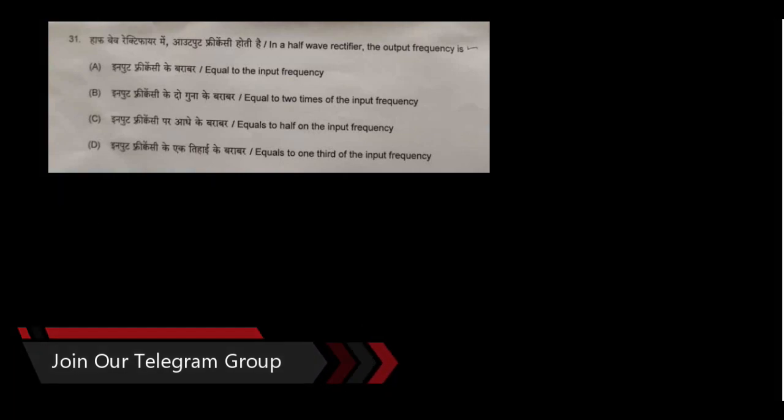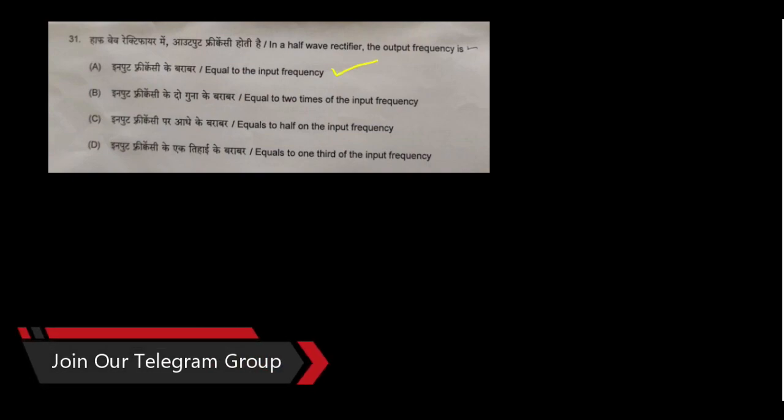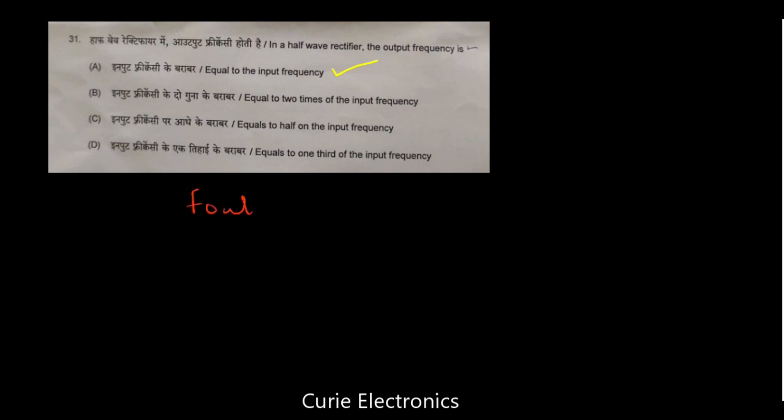Question number 31. In a half-wave rectifier, the output frequency is equal to the input frequency. So the answer is option A, that is F out. For a half-wave rectifier, F out equals F in.